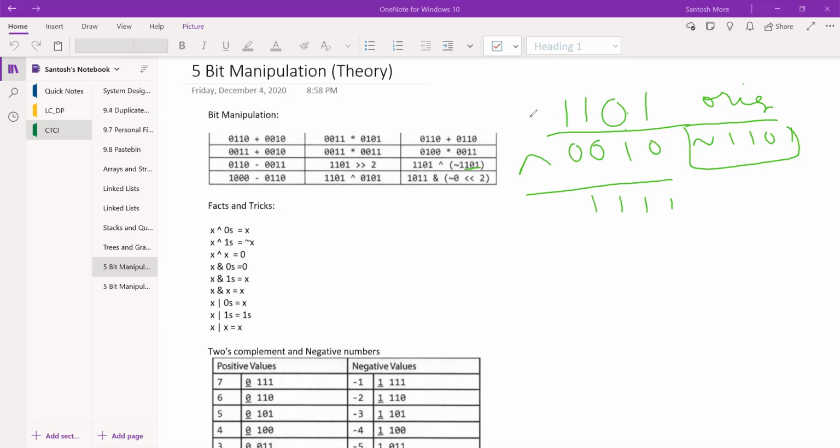So it's saying that when we negate and XOR with the same number, we get a sequence of all ones. But it should be 0, right? Because 1101 XORing with 0010. Okay, got it. If it had been the same number XORed with the same number, then it would have been 0. So if we want to get all ones, we XOR with the negate of it. And if we want to get 0, we XOR with itself. Exactly.